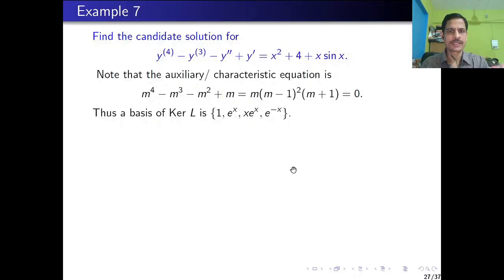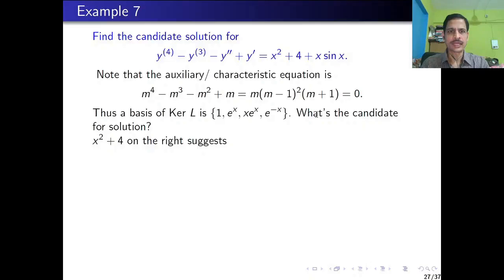So a basis is 1 comma e raised to x comma x e raised to x comma e raised to minus x. Here 1 is the root of the characteristic equation with multiplicity 2. So we have e^x and x e^x. So what is the form of the candidate solution?